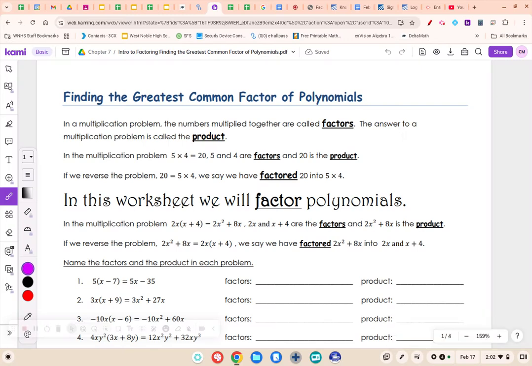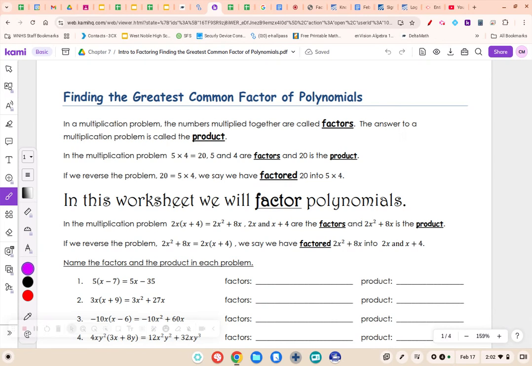Alright guys, today we are finding the greatest common factor of polynomials. This is an intro for our next chapter where we're going to be talking about factoring, which is really just FOILing working backwards. So in a multiplication problem, the numbers multiplied together are called factors. The answer to a multiplication problem is called the product.